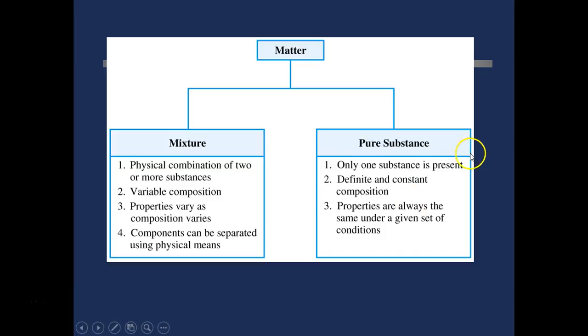It has a definite and constant composition. It's always made of the same thing in the same numbers. And the properties are always the same under a given set of conditions.